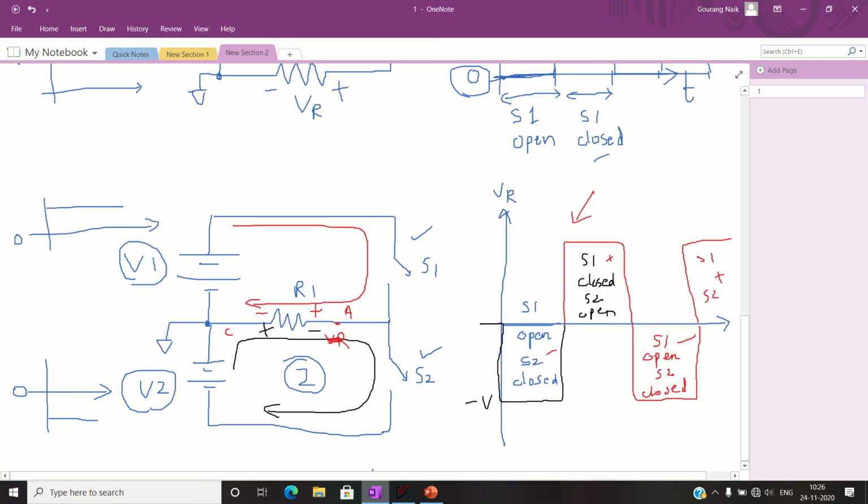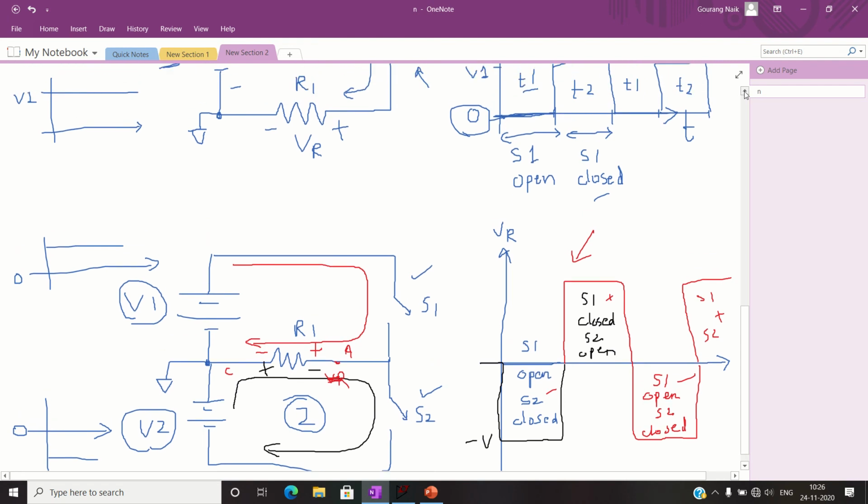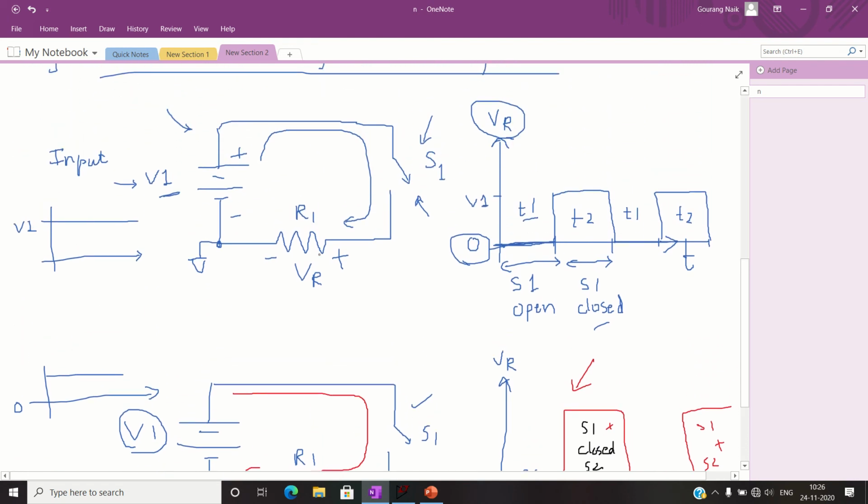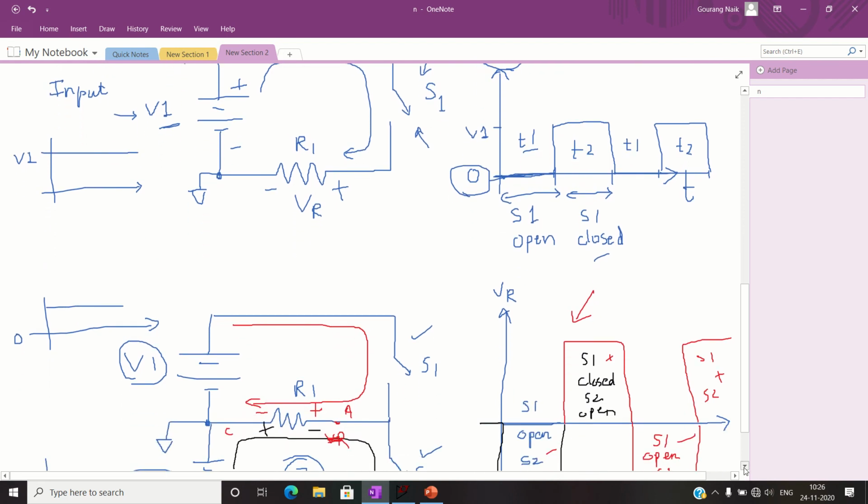Now, the first thing we want, if you observe this one, I want voltage sources. I want V1 voltage source, V2 voltage source, I want two switches, and then I want a resistive load. Before we build the final circuit, we will build this circuit first, where there is only 0 and the positive signal.